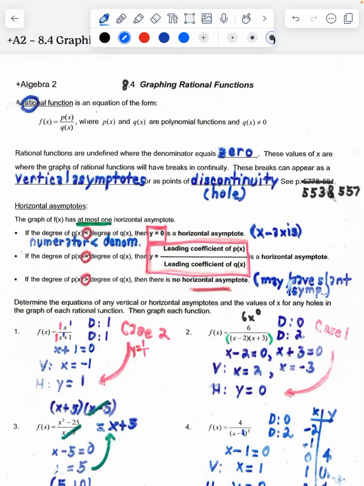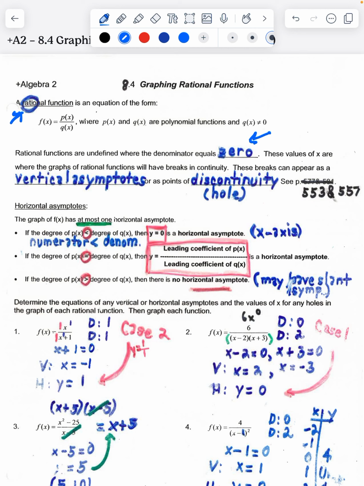A rational function, like the word ratio, is a function that is fractional and of the form p of x over q of x, where p of x and q of x are polynomials, and q of x cannot equal 0. Rational functions are undefined where the denominator equals 0. You can see that right here, and you can fill that in on your notes.